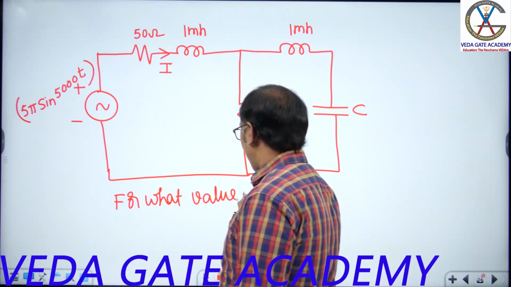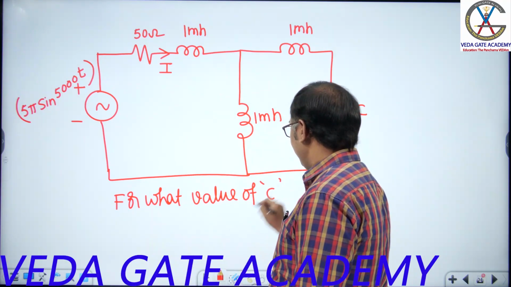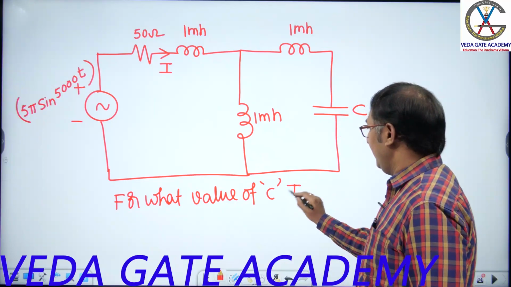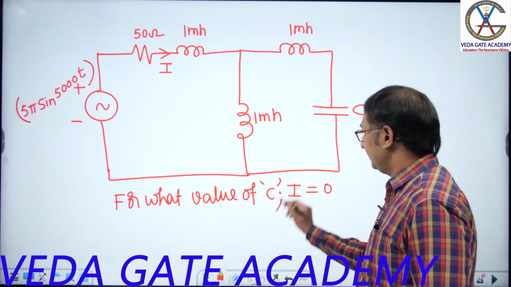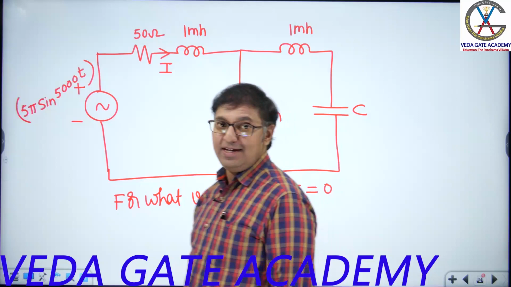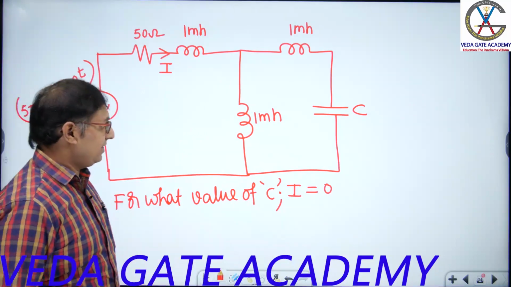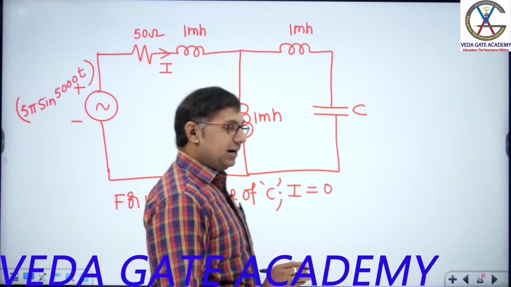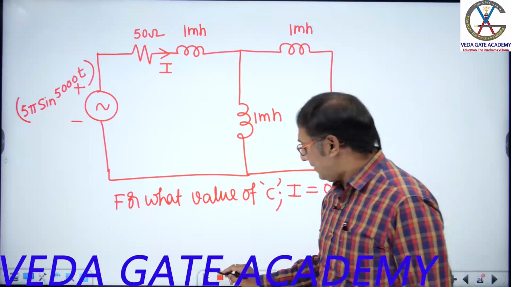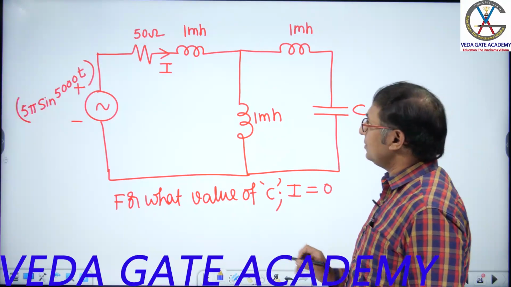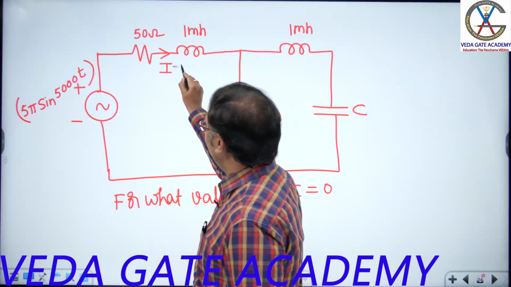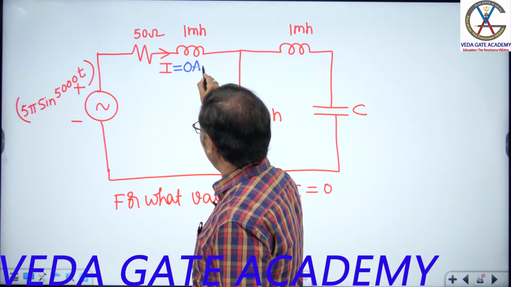For what value of C is current I 0? For what value of C is current I 0, dears? Okay. Current I equal to 0 means this voltage equals this voltage. Current I equal to 0 amperes.